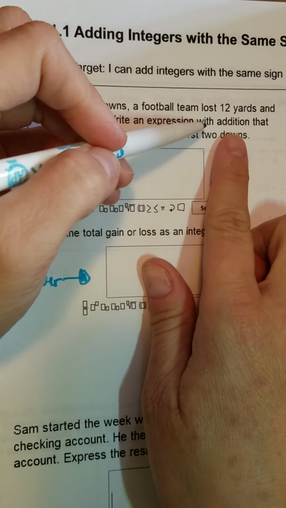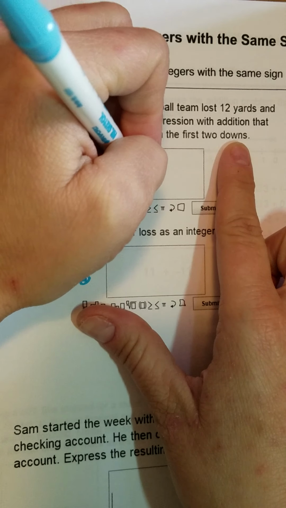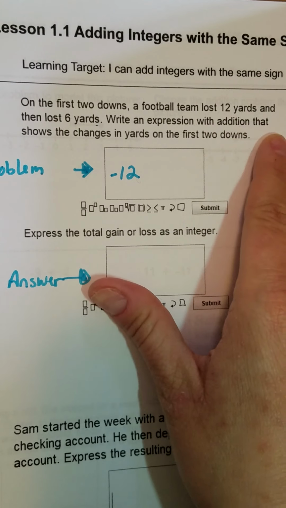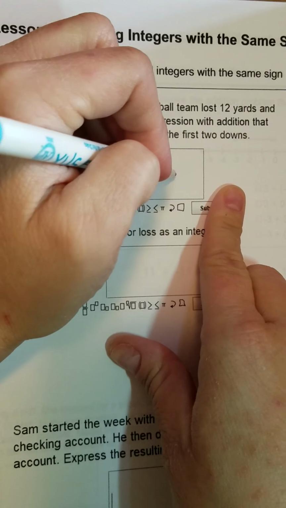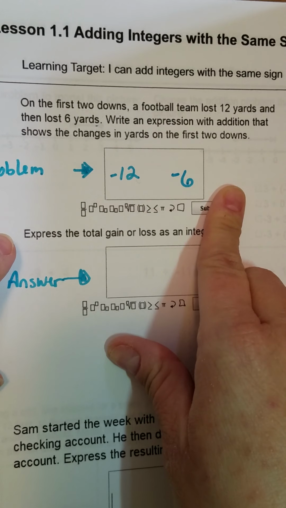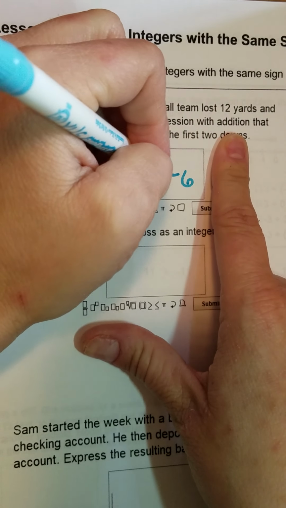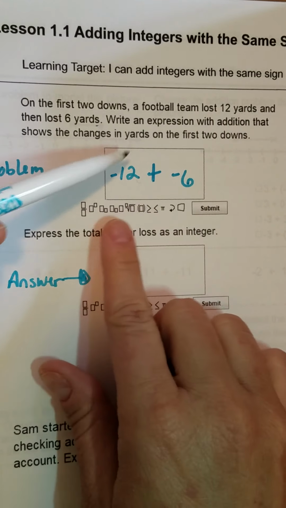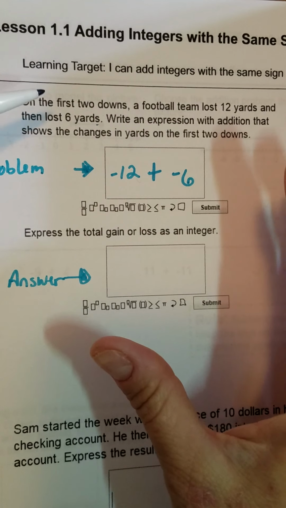It says that they lost 12 yards. Well, that's where they started with that loss. That's minus 12. And then they lost 6 yards. Well, that's minus 6. It asks us to write an expression with an addition problem in it. So I want to put my plus sign between this. It says, hey, we lost 12 yards and then we lost 6 yards.